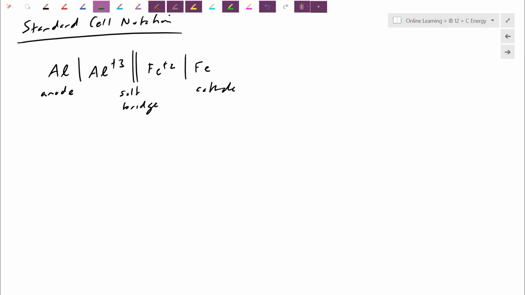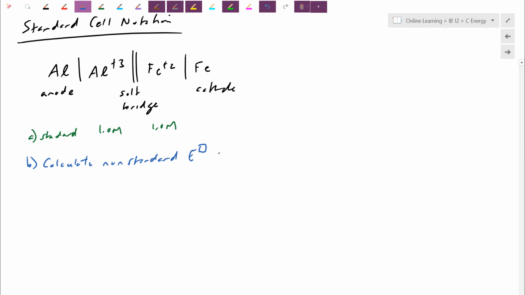You're going to start off doing the concentrations. Let's do standard first. Standard means I can check the table: I have 1 molar of this solution, 1 molar of this solution. But what I'm more interested in here is that I want you to calculate the non-standard, just the E with no naught symbol, when the concentration of Fe plus 2 is 0.1 molar, and the concentration of Al, since this battery has been running for a long time. They both started off perhaps at 1 molar, but maybe I only have 0.0001 molar of the Al plus 3.